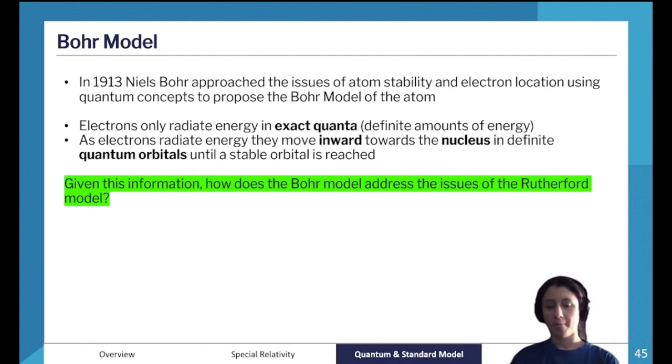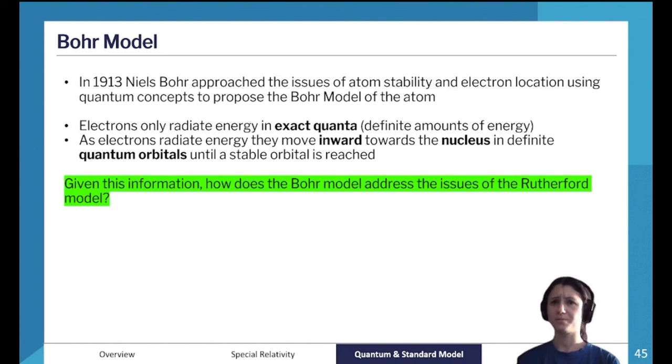All right? So firstly, if energy is only radiated in exact quanta, it means that only exact frequencies of light will be emitted, not a whole spectrum of light, as Rutherford's model predicted. So only a few different colors are going to be emitted, and this is exactly what we saw in experiments, right?